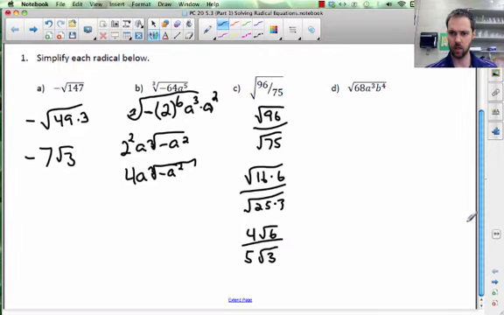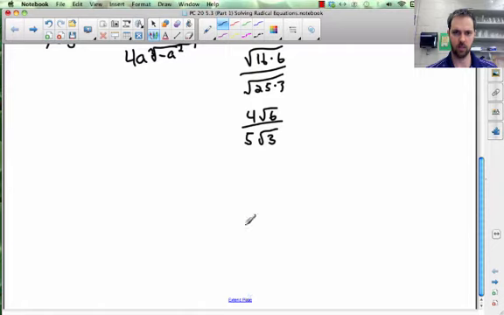And of course, since these have the same radical index, you can actually divide these roots. And you can write this as 4/5 times root 6 over root 3, which is root 2.